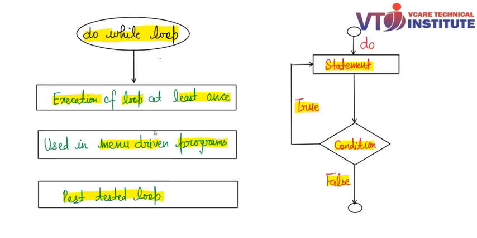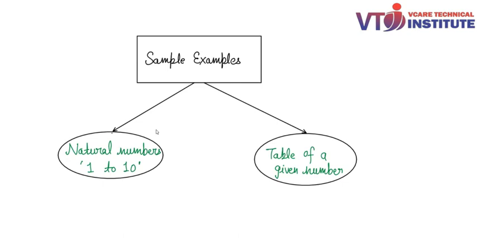So let's move ahead and focus on some practical examples. The first example is natural numbers from 1 to 10. So let's do that.